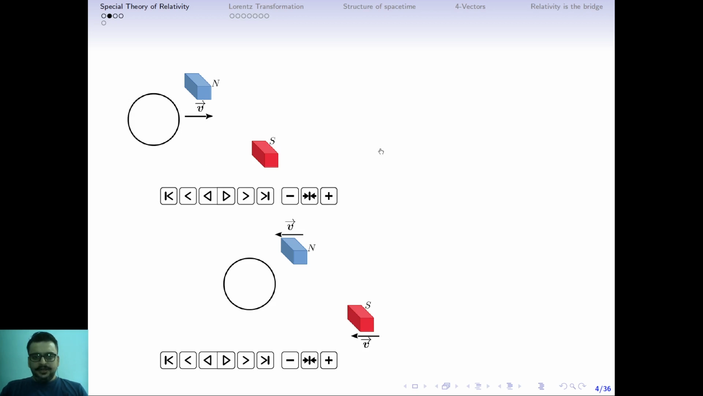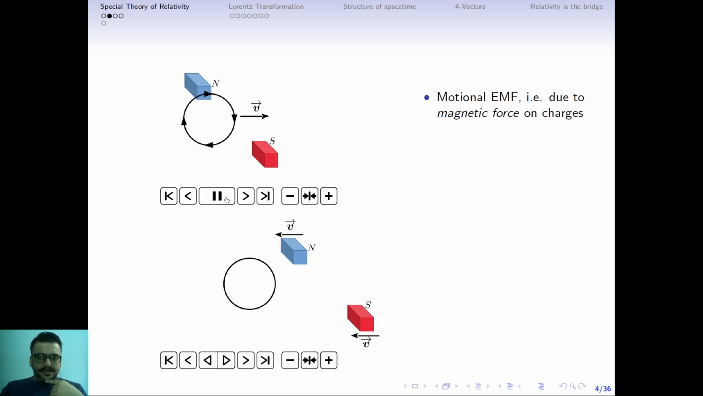So now if I make this conducting loop move through these two magnets, then we will find that a current is going to be set up in this loop. So where does this current arise from? This current arises from what is called a motional EMF. Motional EMF, if you remember from your undergraduate course, is basically due to the magnetic force on charges inside a conductor.